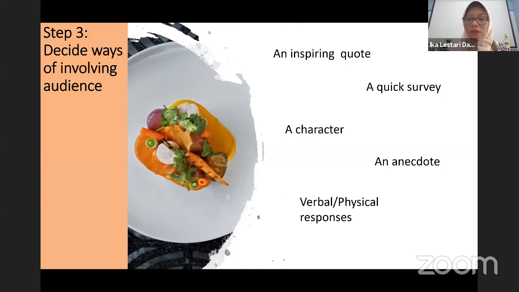Or you can invite verbal and physical responses from the audience. For example, the simple one, you can say, okay, everyone, please raise your hands if you feel nervous before you do your oral presentation. With that kind of simple command, just an invitation to the audience, it already makes a difference to your presentation, rather than when you just go straight into explaining kinds of anxiety before presenting a paper in front of lots of people.